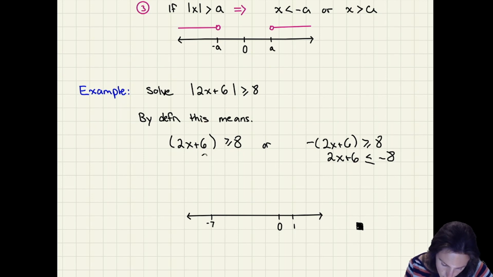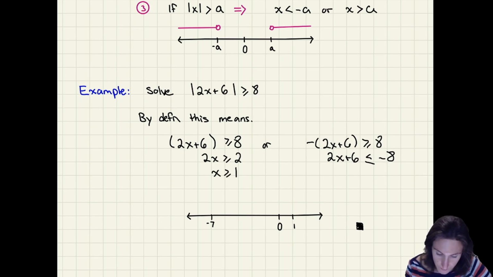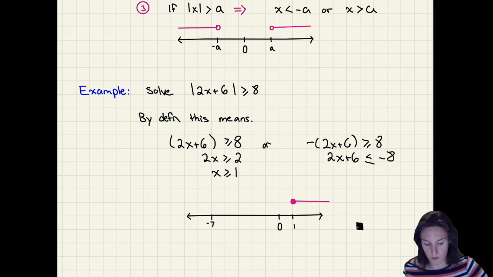So let's look at this expression, our positive case first. I'm going to bring this 6 over, so I have 2x is greater or equal to 2. Then I can divide by the 2, so I have x is greater or equal to 1. Okay, so greater or equal to 1, so including 1. So that part would represent this little line on our number line with the dot here.